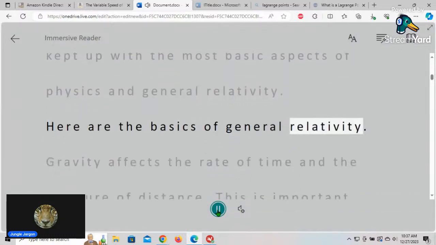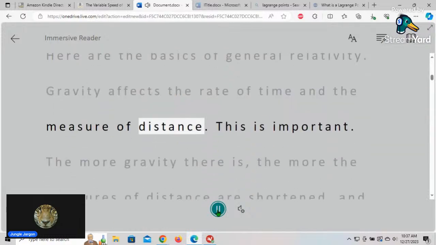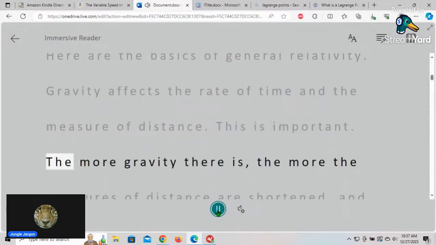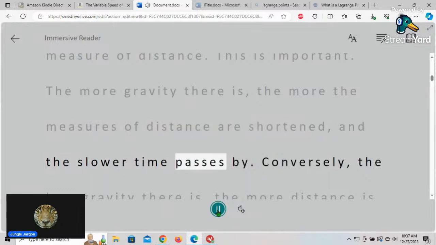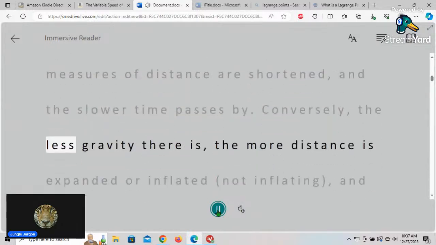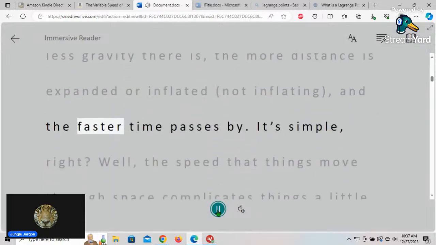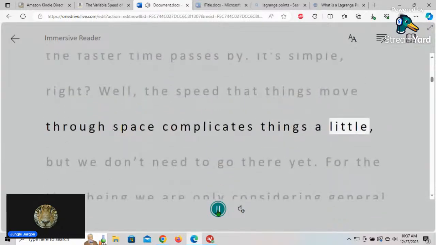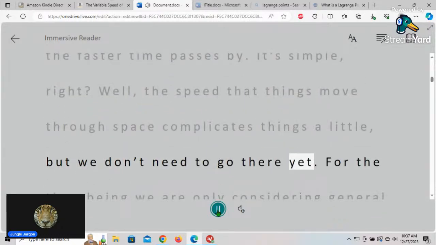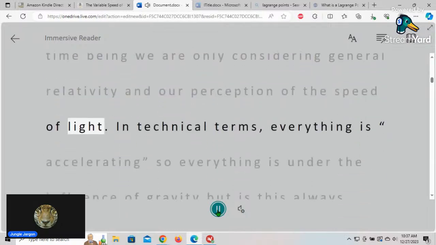Here are the basics of general relativity. Gravity affects the rate of time and the measure of distance. This is important. The more gravity there is, the more the measures of distance are shortened, and the slower time passes by. Conversely, the less gravity there is, the more distance is expanded or inflated, not inflating, and the faster time passes by. It's simple, right? Well, the speed that things move through space complicates things a little, but we don't need to go there yet. For the time being, we are only considering general relativity and our perception of the speed of light.